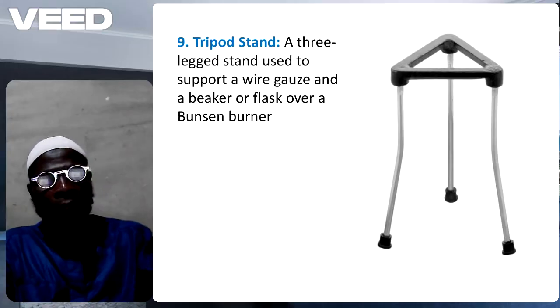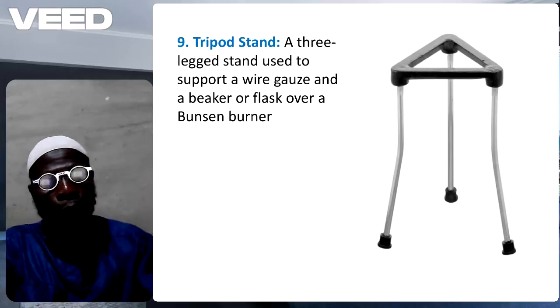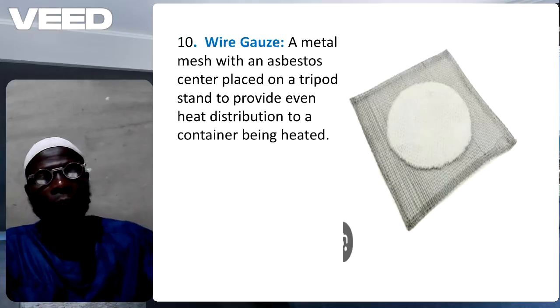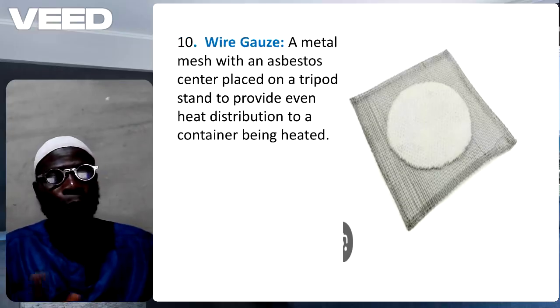So before we place the beaker or the flask on the top of it. So that is the function of the tripod stand. So the next one is a wire gauze, as we said.